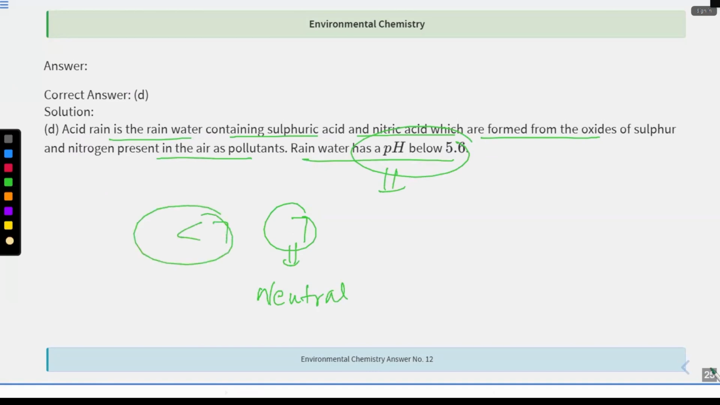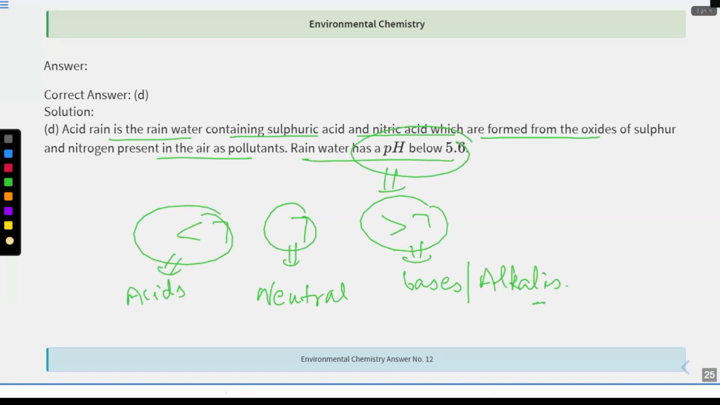Below 7, we have acids. Above 7, we have bases or alkalis. Since we are talking about acid rain, the first thing we have to talk about is below 7.